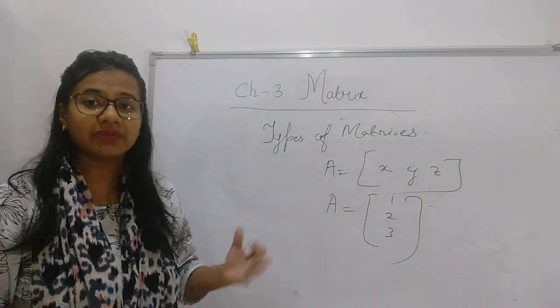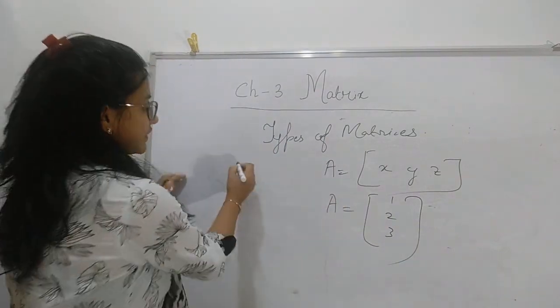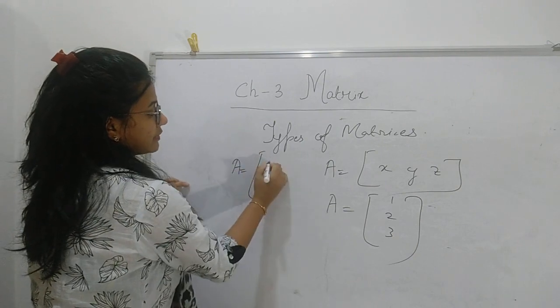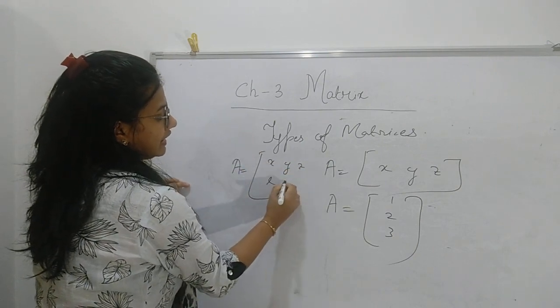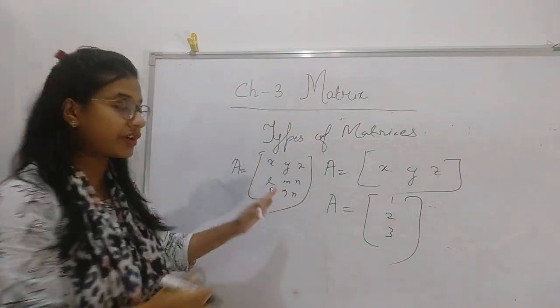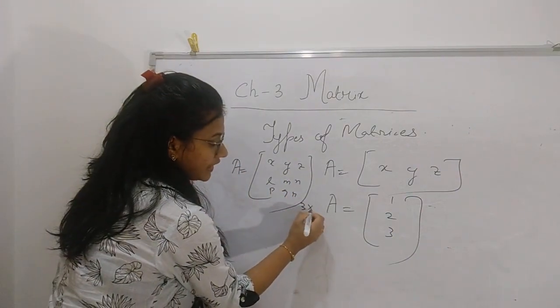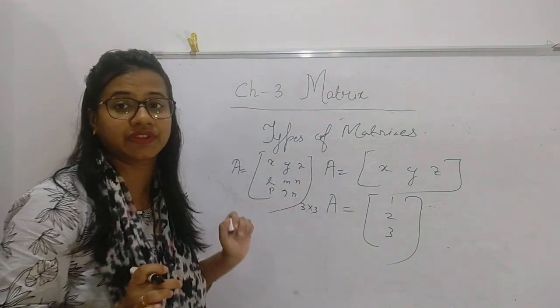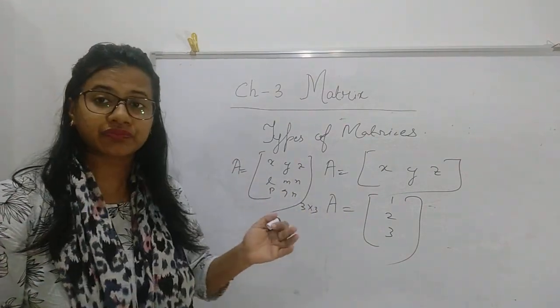Next is equal matrix. What is equal matrix? Equal matrix means equal number of rows and columns. X, Y, Z, L, M, N, P, Q, R. What is the order of this matrix? The order of the matrix is 3 cross 3. Why 3 cross 3? 3 rows and 3 columns. So next is diagonal matrix.